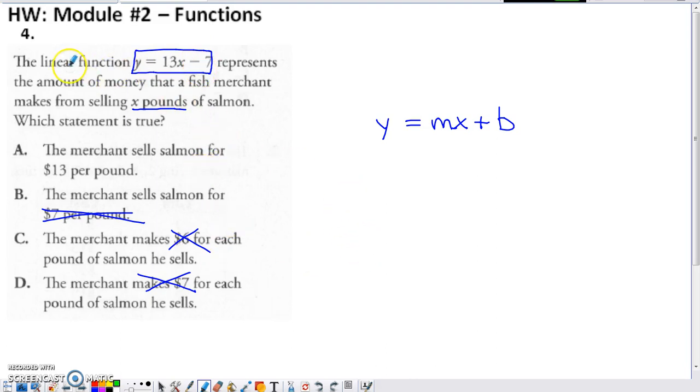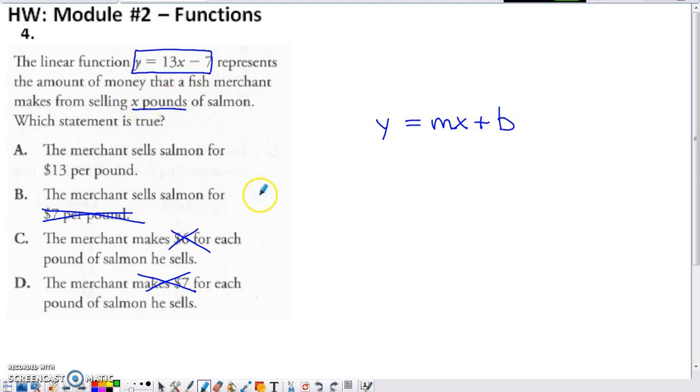And so they tell us this is a linear function, and you hopefully recognize y equals 13x minus 7. That's slope-intercept form, right? So we should recognize that 13 is our slope, m, and -7 is our b value, our beginning value for the y-axis. It does go on to say that it represents the amount of money that a fish merchant makes by selling x pounds of salmon. This is pretty important, right?